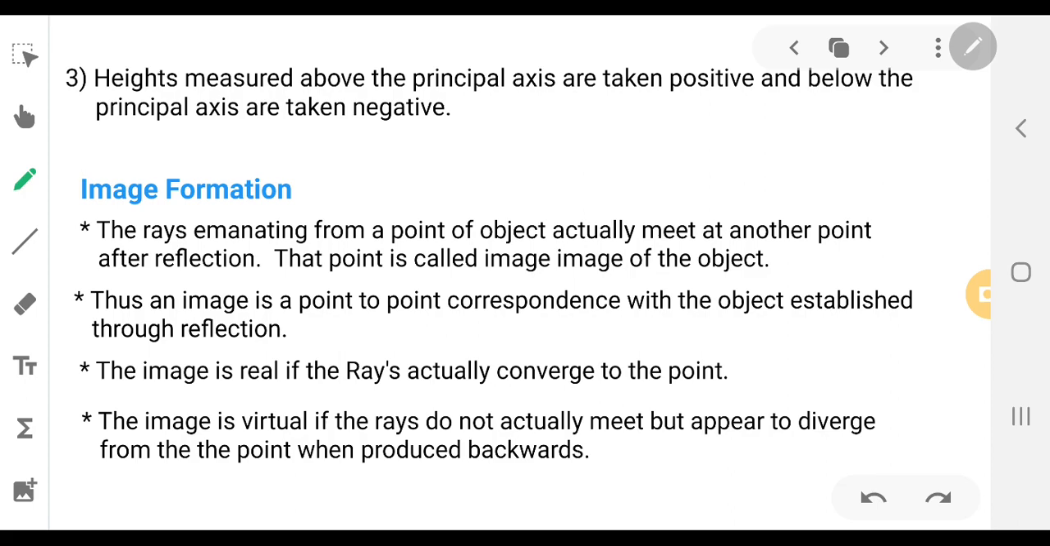But from the scientific definition, how can you define the image? The rays emanating from a point of an object, the rays emerging from a point of the object, actually meet at another point after reflection.